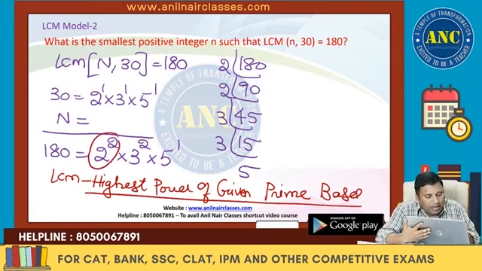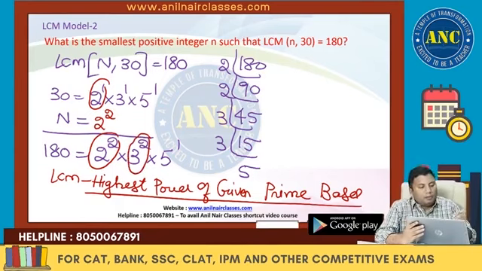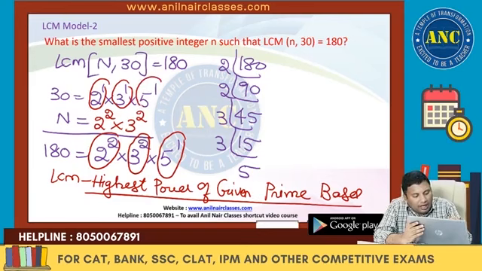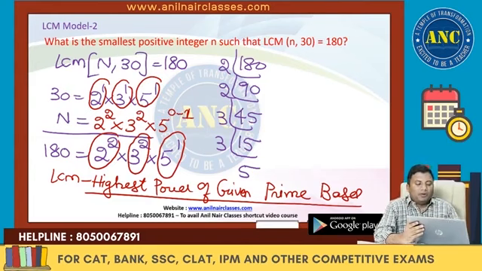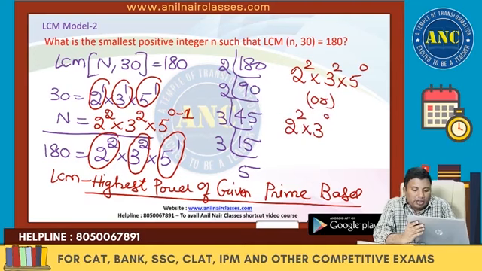Answer is 2 square. This is 2 power 1, so definitely it should be 2 square. Answer is 3 square, but it is 3 power 1, so definitely it should be 3 power 2. Answer is 5 power 1. It is already 5 power 1, so it can take 5 power 0 or 5 power 1. So 2 cases: 2 square into 3 square into 5 power 0, or 2 square into 3 square into 5 power 1.